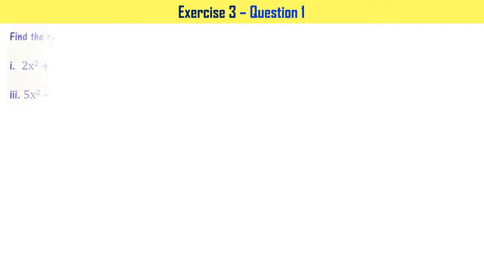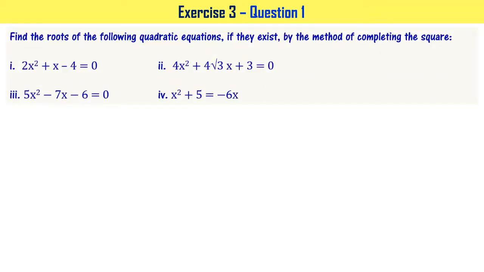Question number 1 is find the roots of the following quadratic equations if they exist by the method of completing the square. We are given total 4 equations. We are asked to find the roots of those equations if the roots exist. Right? If the roots exist, we have to find them using method of completing the square. To find whether roots exist for a given equation or not, we have to quickly recall nature of roots.